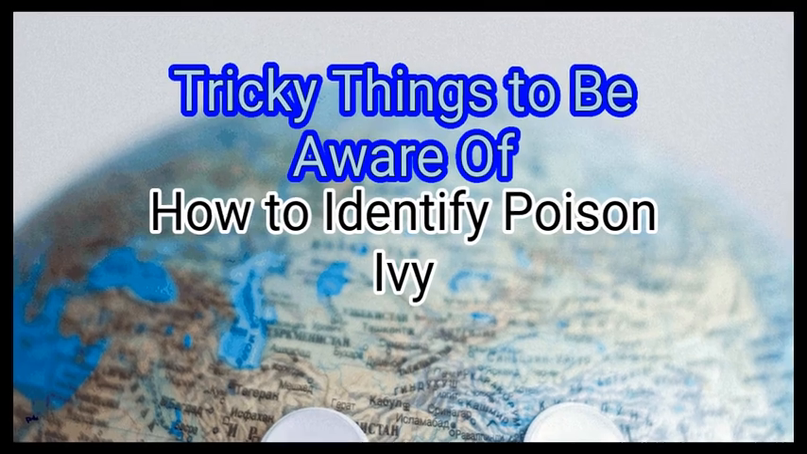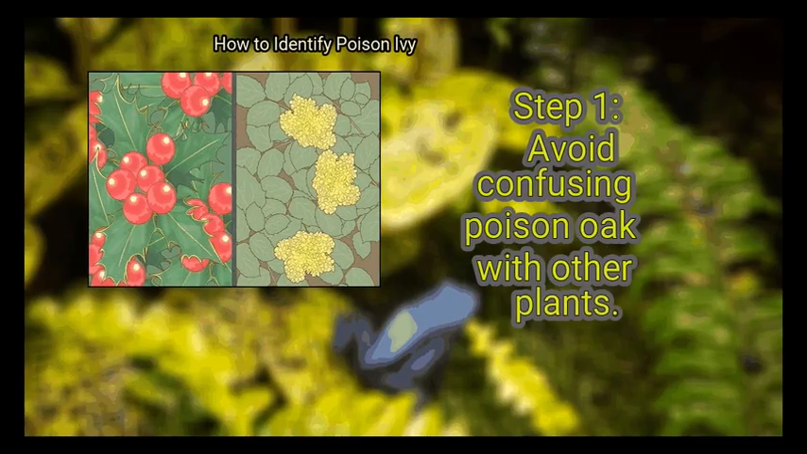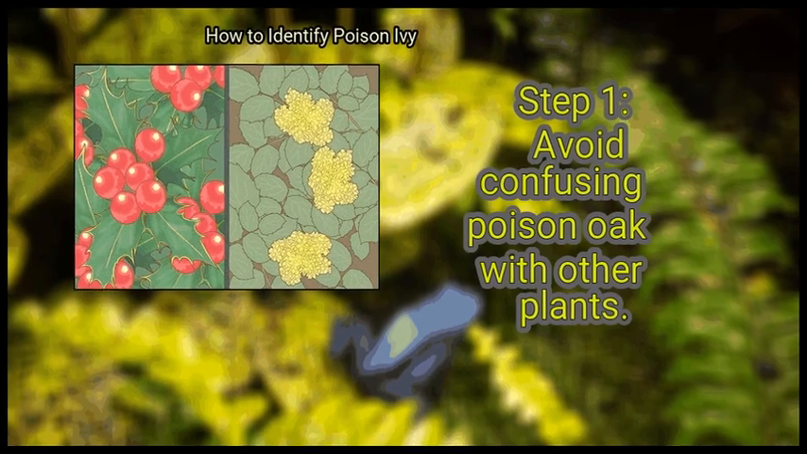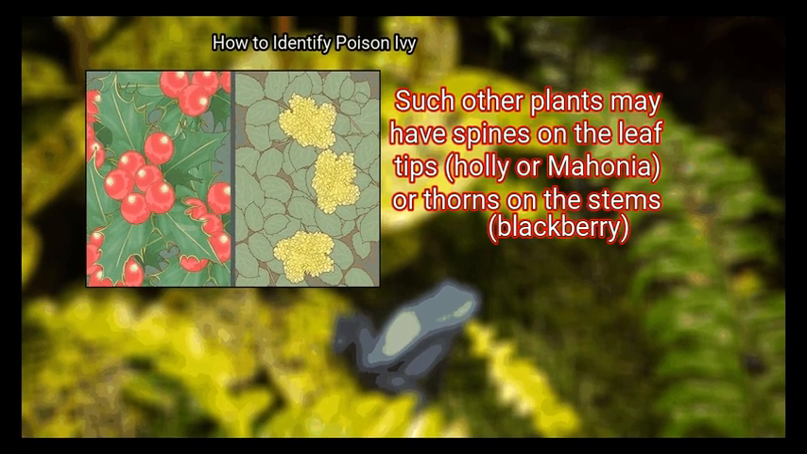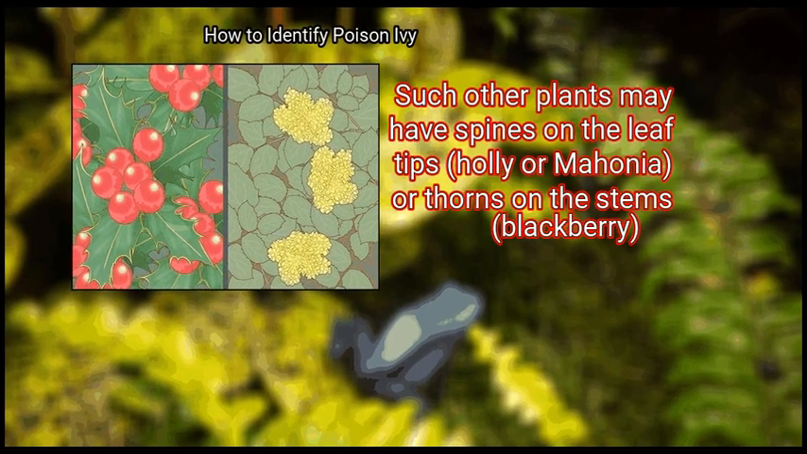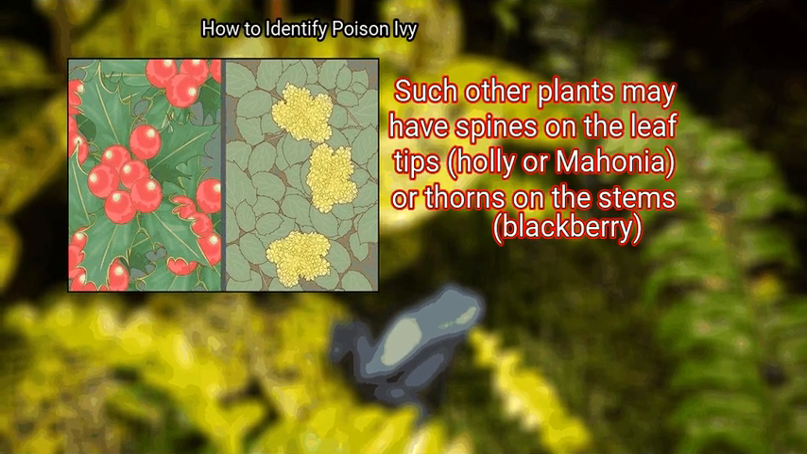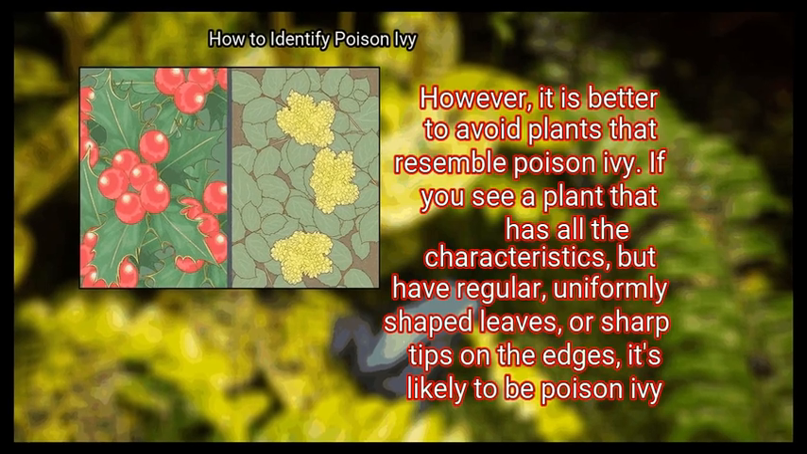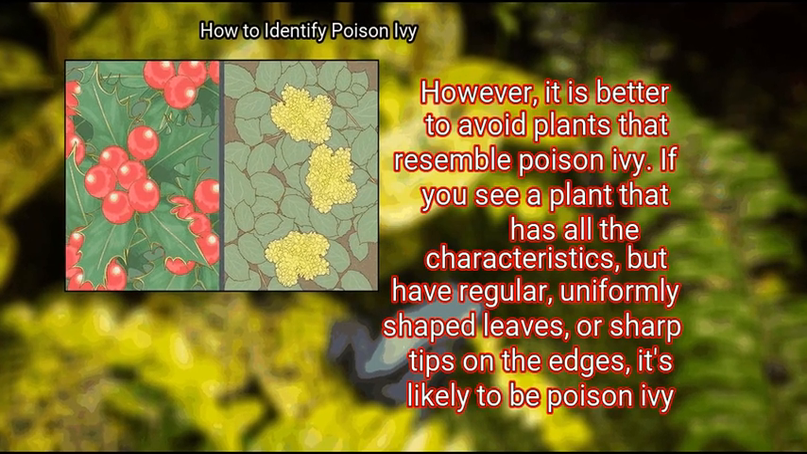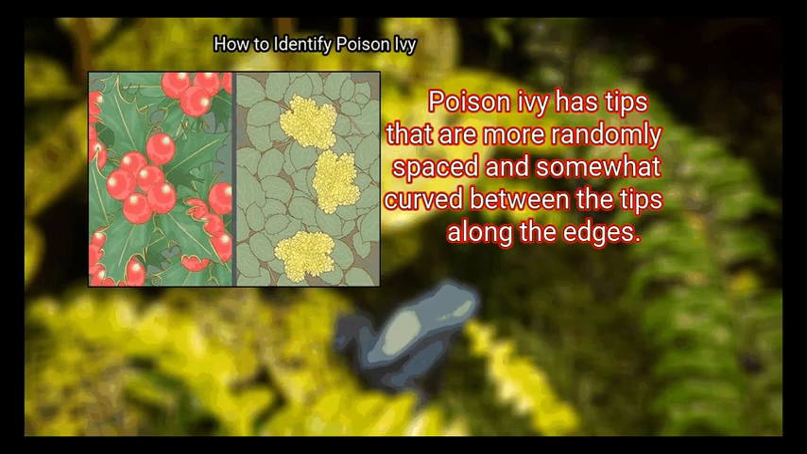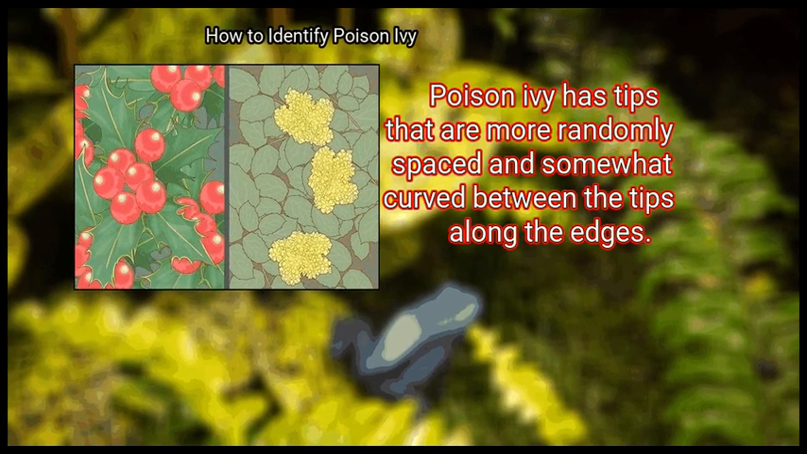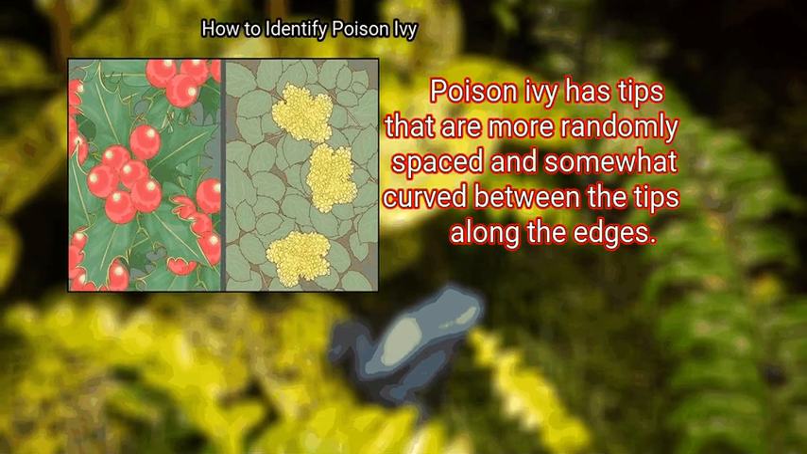Method 3. Tricky things to be aware of. First, avoid confusing poison ivy with other plants. Some other plants have 2 or 3 similar looking leaves. Such other plants may have spines on the leaf tips, like holly or mahonia, or thorns on the stems, like blackberry. However, it is better to avoid plants that resemble poison ivy. If you see a plant that has all the characteristics, but has regular, uniformly shaped leaves, or sharp tips on the edges, it's likely to be poison ivy. Poison ivy has tips that are more randomly spaced and somewhat curved between the tips along the edges.